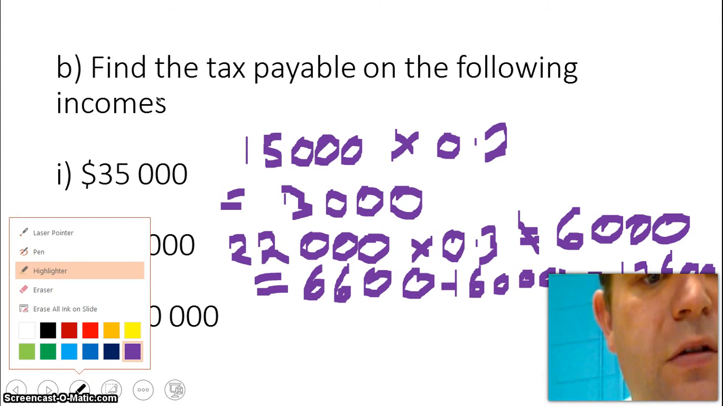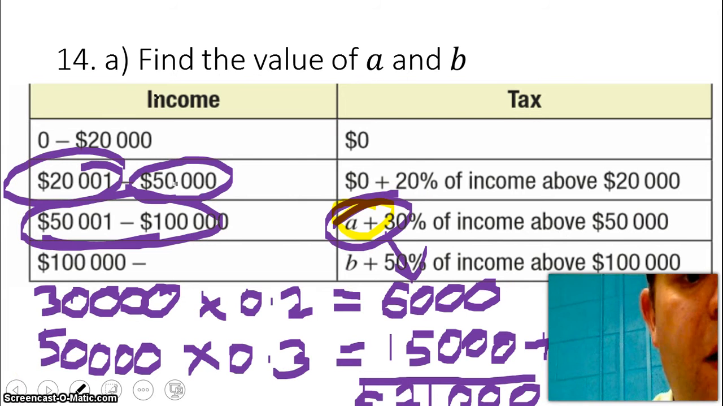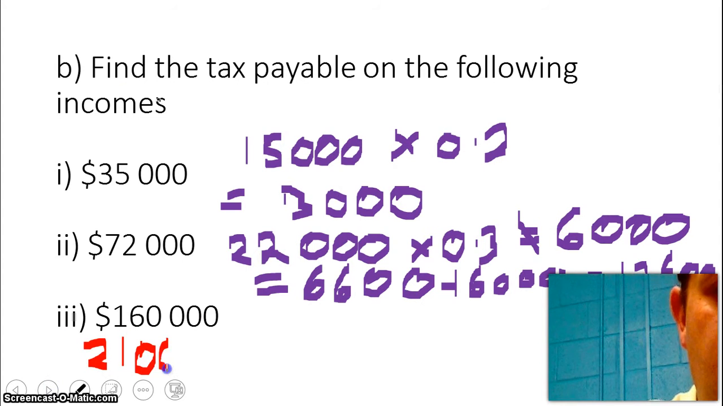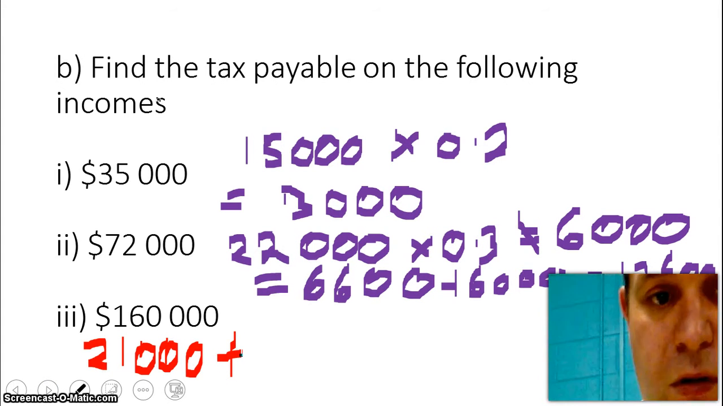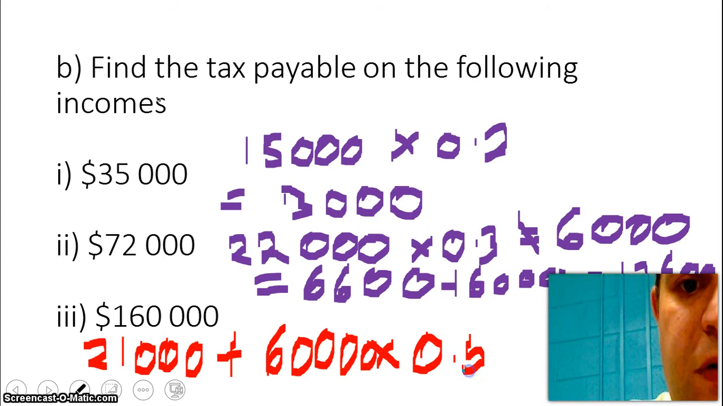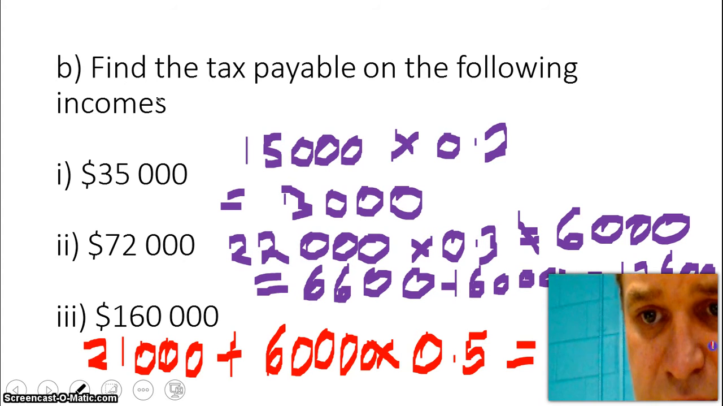Now, our poor people that are earning up around the $160,000 mark, they're going to have to pay our value for B, which was 21,000. So 21,000 plus on that 60,000 that's over 100,000, 60,000 times 0.5, because they have to pay the government half. So we got 21, and 60 times 0.5 should give us 30. So they're going to end up paying $51,000 tax.